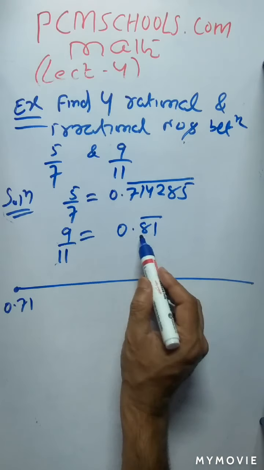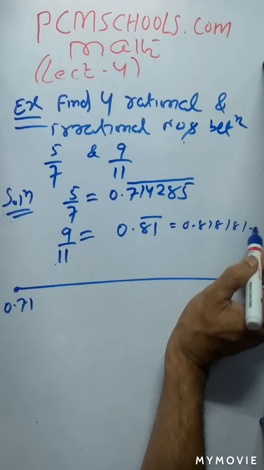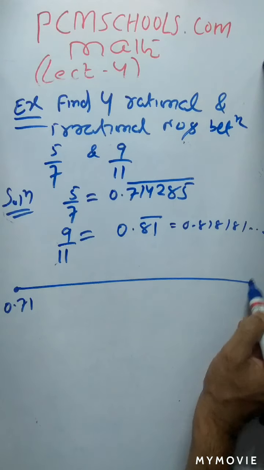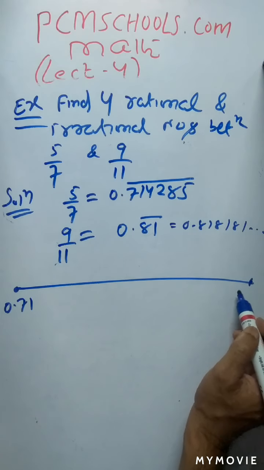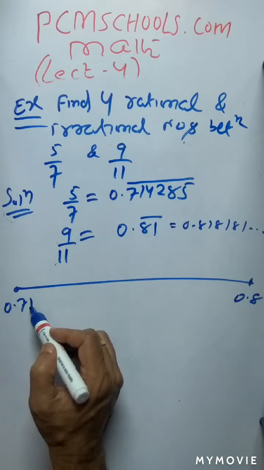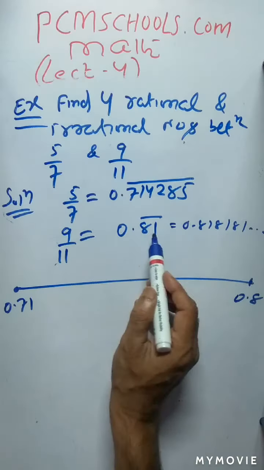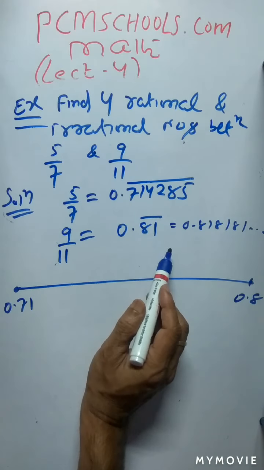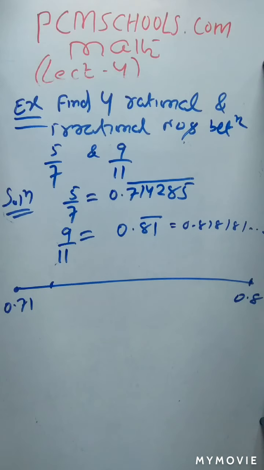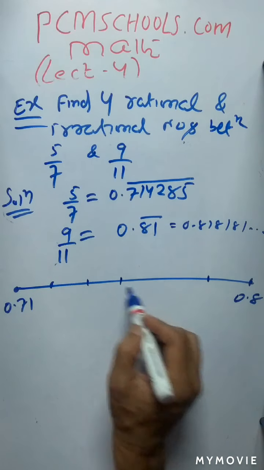Now see, I am taking a number line. Let us say this is 0. You see 5 by 7 is 0.714 like this, and 9 by 11 is 0.818181 like this. So first I took 0.71. Next I took 0.82. Now 0.71 is less than 5 by 7 and 0.82 is more than 9 by 11.